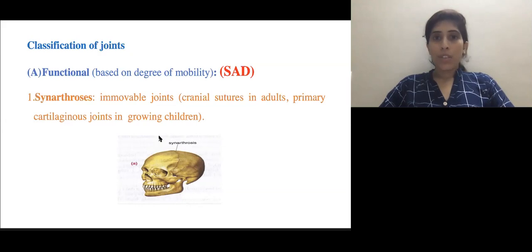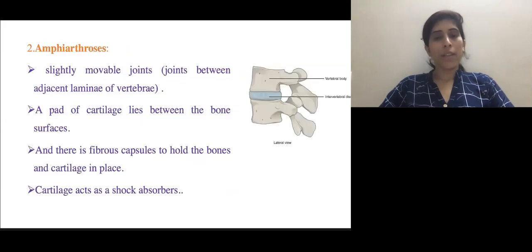It's an almost immovable type of joint. Cranial sutures of the skull and the primary cartilaginous joints in growing children are this type of joints. Next is the amphiarthrosis. So it's a slightly movable type of joint.